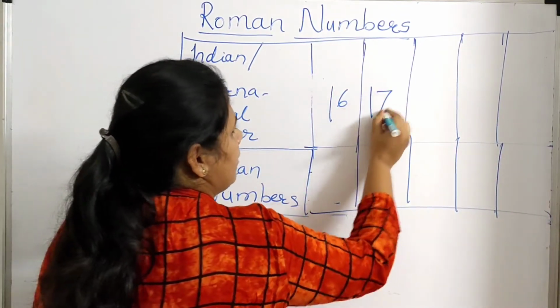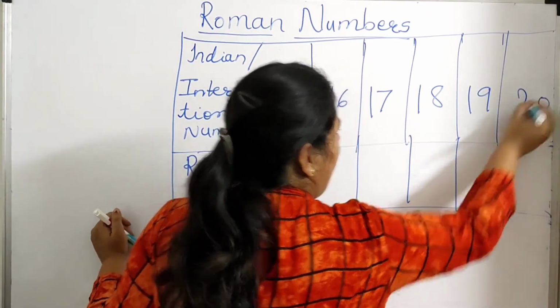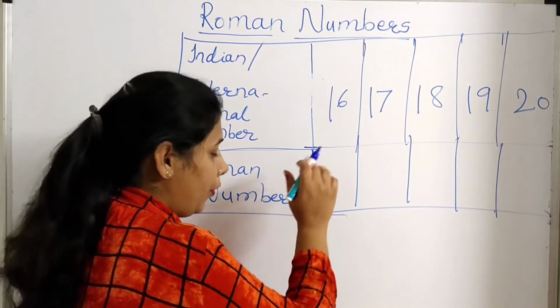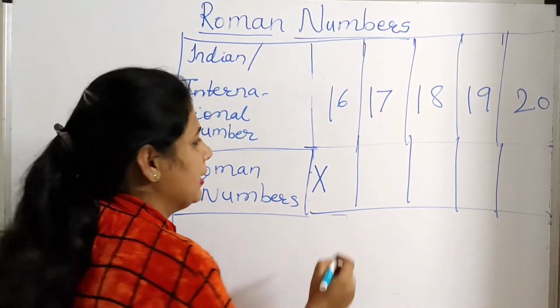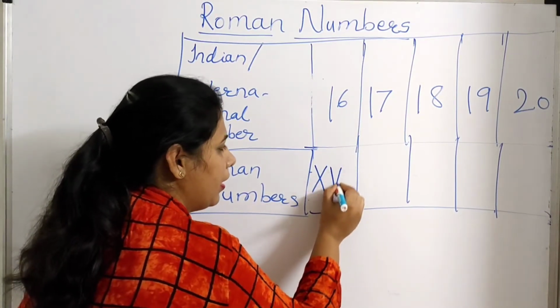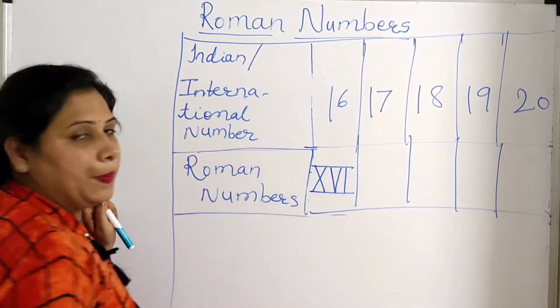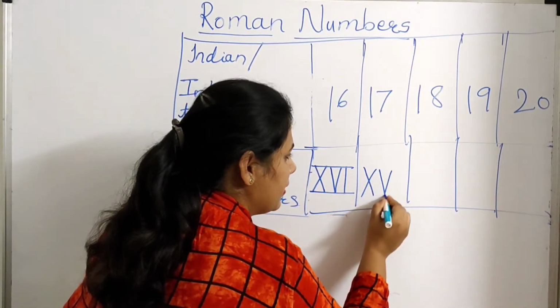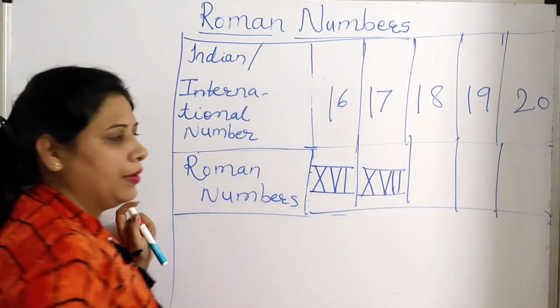Sixteen, 17, 18, 19 and 20. Now for 16 again this is 10 and we will add 6 in this. So that is V and I. This is number 16. For 17 X and we will add 7 in that. This is the number 17.